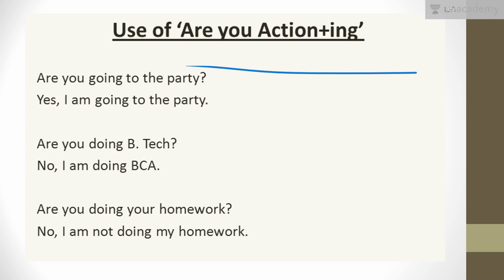So the first question can be, are you going to the party? And the answer can be, yes, I am going to the party, or no, I am not going to the party. Okay, so what I did, the you which used to come first in our sentence has come here, and the are which used to come here has come here. Simple it's. Okay, it is very simple. Are you going to the party? Are you action plus ing?